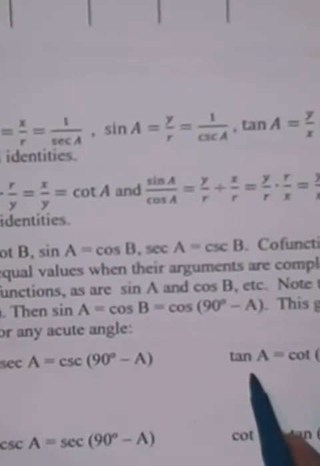And notice it's the other angle, because we have one right angle and the other two angles are complementary, which means they add up to 90. Okay, so the sine of A is the cosine of 90 minus A. Whatever acute angle A is, secant of A is the cosecant of 90 minus A. Tangent of A is the cotangent of 90 minus A. Cosine of A is the sine of 90 minus A. Notice that's the same as sine of A is cosine of 90 minus A that we saw first. Cosecant of A is secant of 90 minus A. And cotangent of A is tangent of 90 minus A.